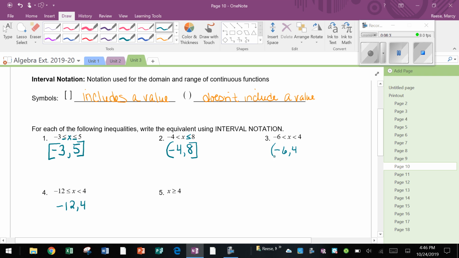And -6 would be parentheses, 4 would be parentheses, 12 would be bracket, 4 would be parentheses. So we should be good.